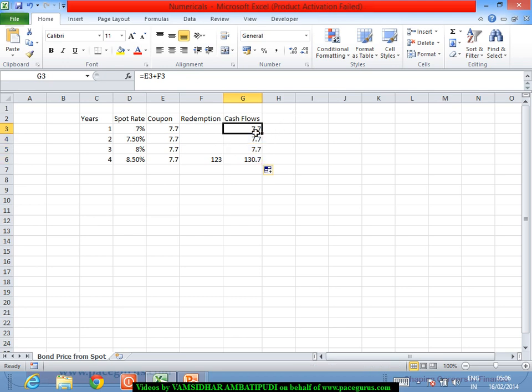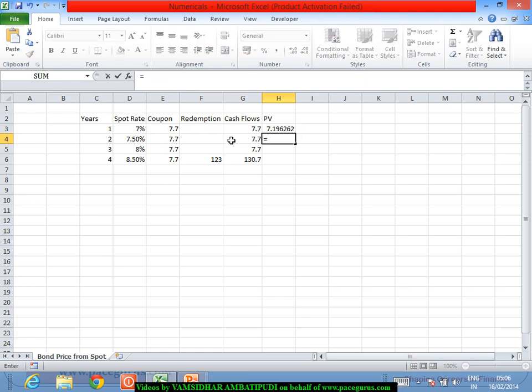So discount each of the cash flows by their corresponding spot rate to get the corresponding present value. So this cash flow I will discount by this spot rate. Fair enough.